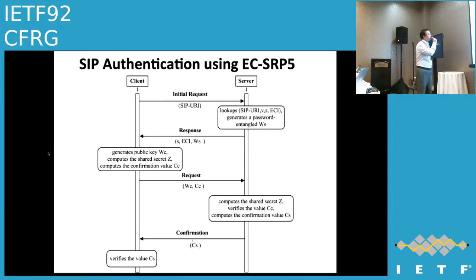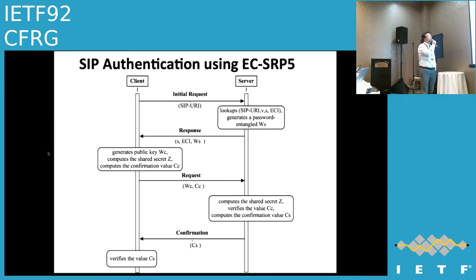With this message, the client can compute. The client first generates a public key WC and computes the shared secret Z, and continues to compute the confirmation value to prove he knows the password. On the second step, this is another request to the server with WC and CC.